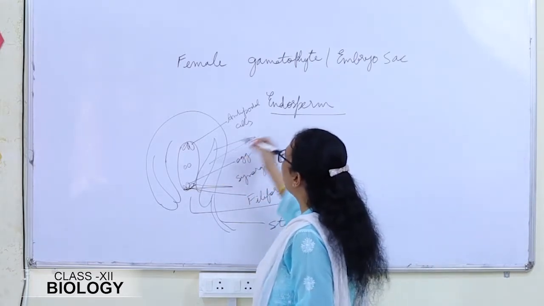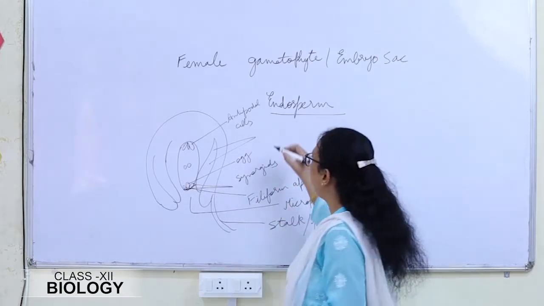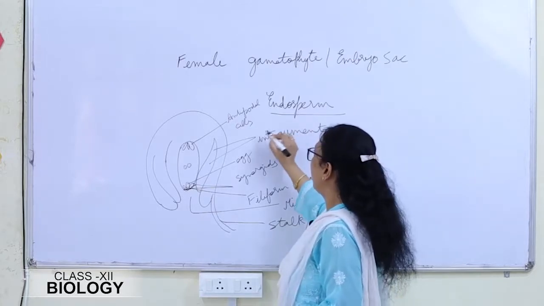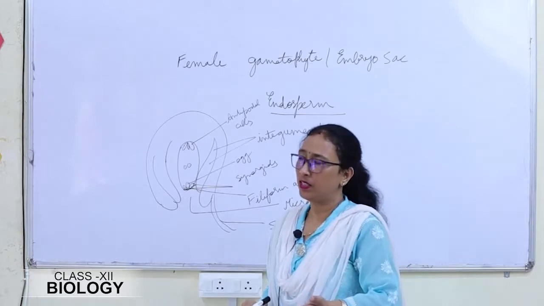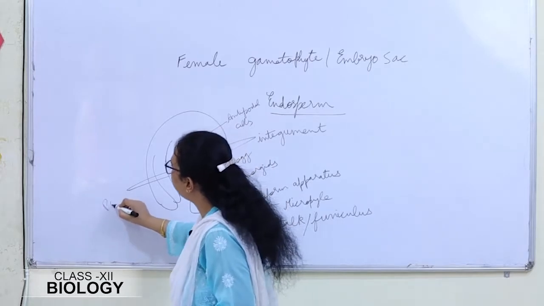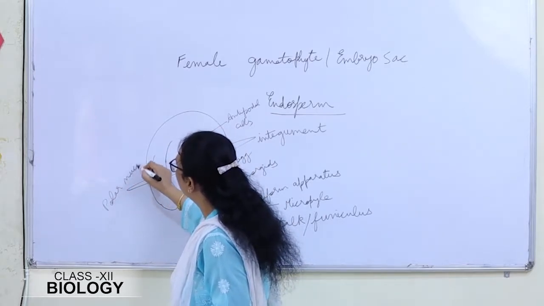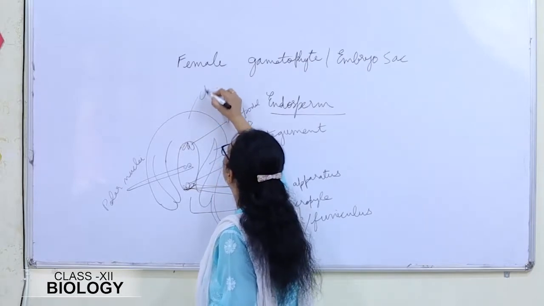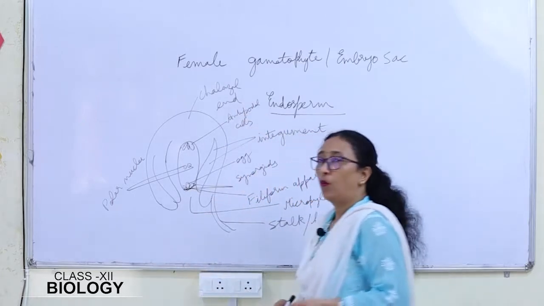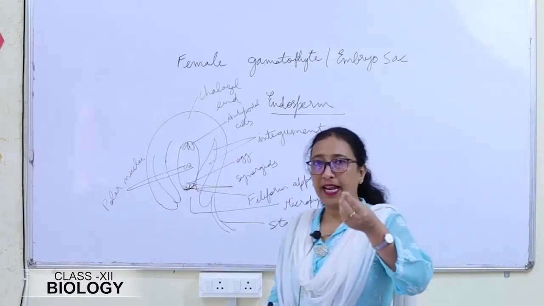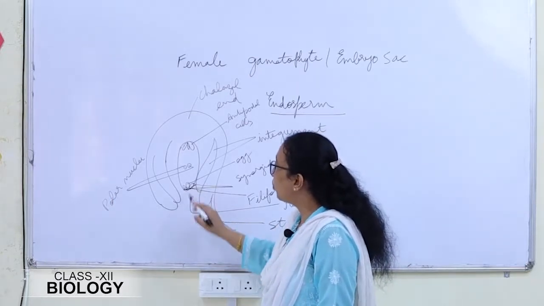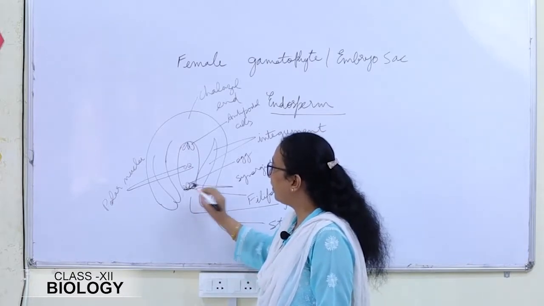The two integuments, as I said, based on the number of integuments, it can be unitegmic or bitegmic. Unitegmic means one integument, bitegmic means two integuments. Then these two polar nuclei. This is the chalazal end. What we had seen, the pollen grain, the two male nuclei along with the pollen tube, they reach the egg through the micropylar end.